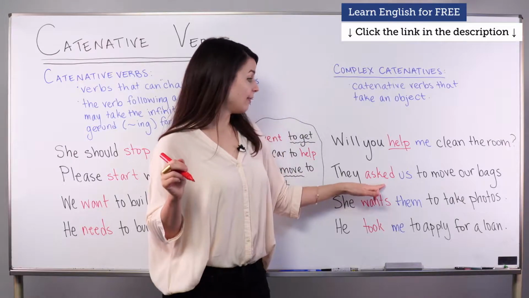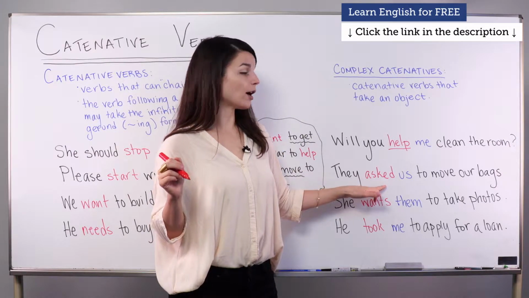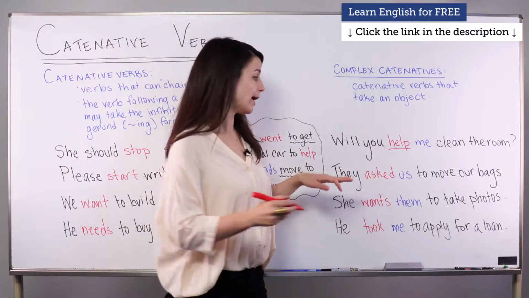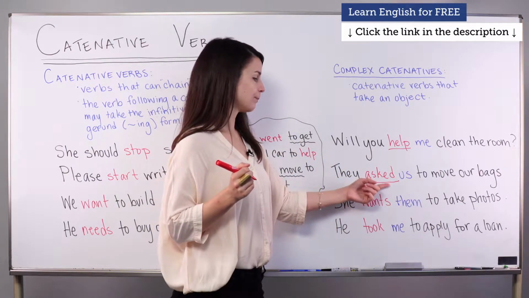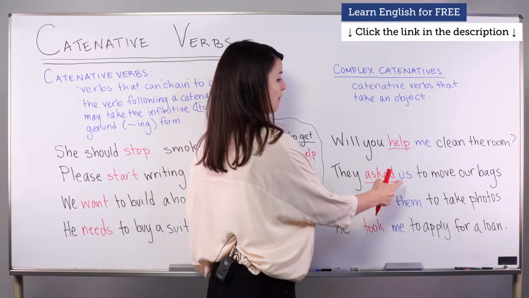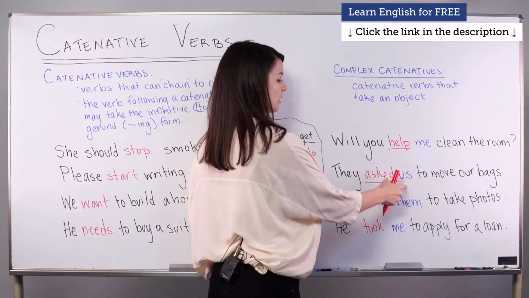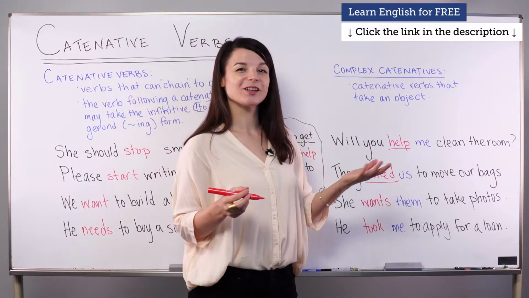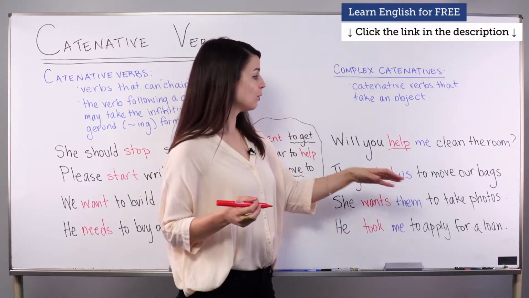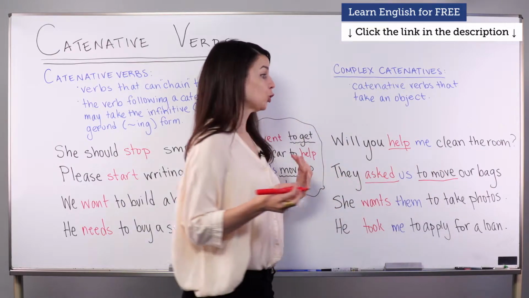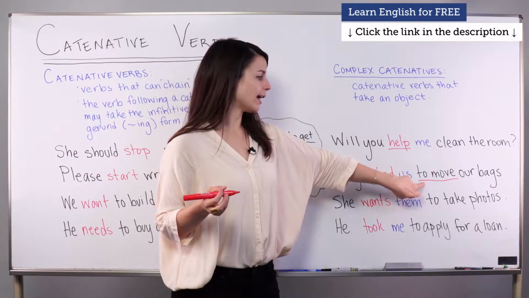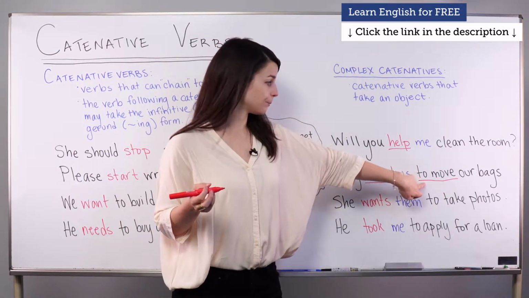Another example, they asked us to move our bags. So here is my verb, my catenative verb, ask, past tense in this case. My object, so us, we were the receiving party, so they asked us to move our bags. Here I have the infinitive form again, to move. In this case, I have the to included here.